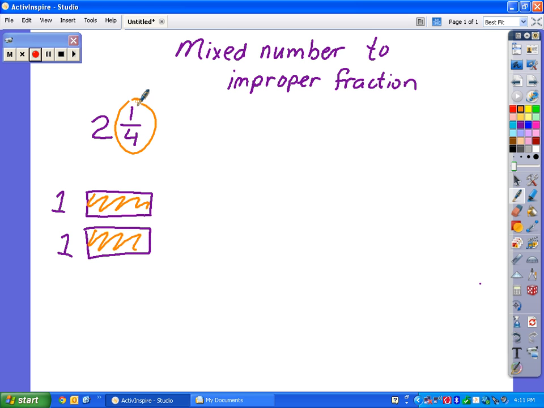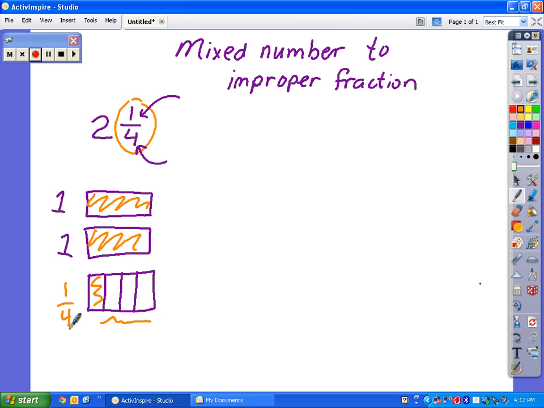Now I need to go and model the 1/4. So I draw a picture of the rectangle. My denominator says, hey, break that into 4 pieces. So I'm going to break my whole into 4 pieces. My numerator says, shade in one of those pieces. So this model right here represents 1/4. So you can see we have 2 wholes and 1/4.